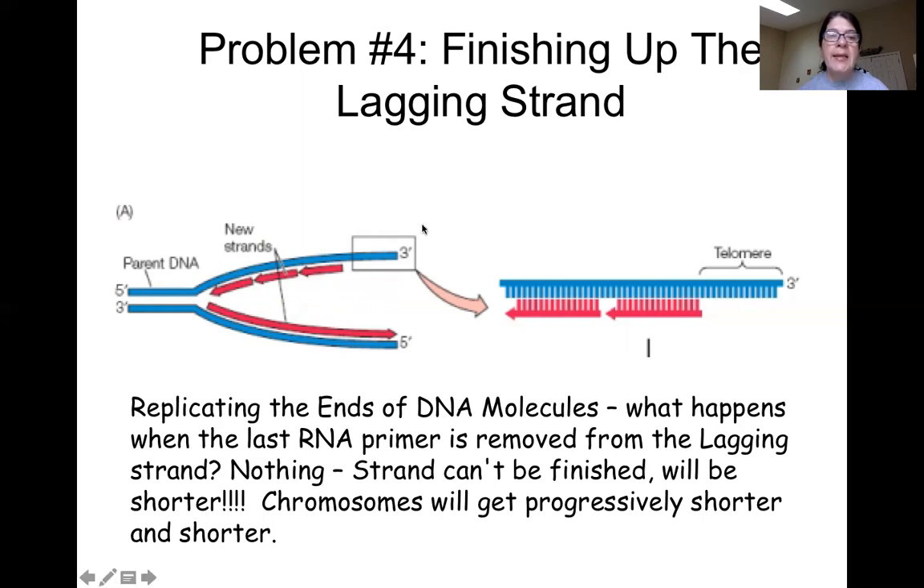So when the last RNA primer is removed, there's a portion of the DNA that has not been duplicated. So replicating the ends of the DNA molecules is a problem. What happens when the last primer is removed? Nothing. The strand cannot be finished. And literally each time DNA duplicates, the ends of chromosomes are going to be shorter and shorter and shorter.